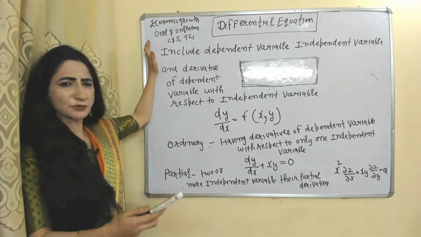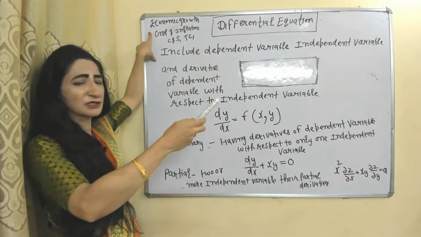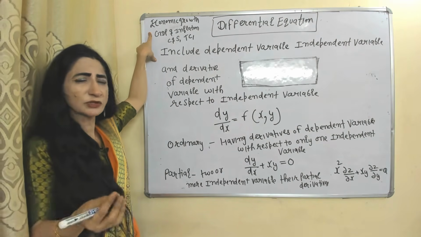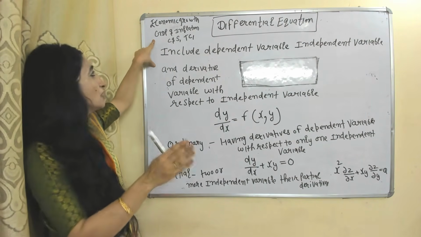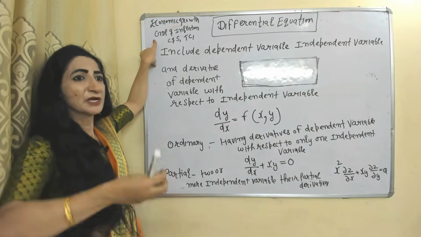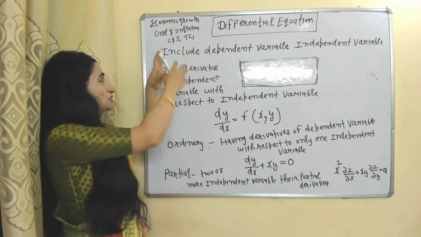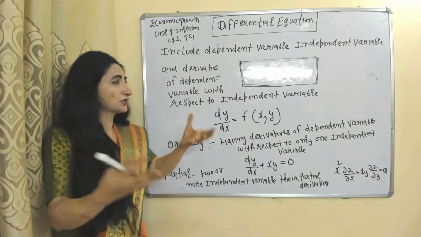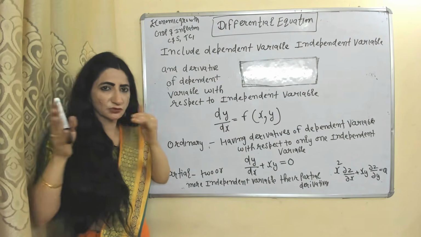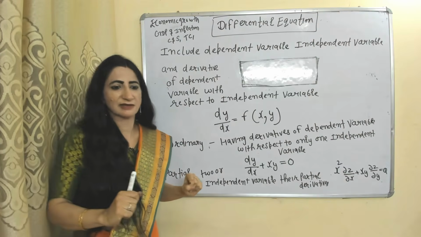And in economics, we use differential equations in economic growth models like Harrod-Domar and Solow. We use differential equations to calculate GDP and inflation rate, and to analyze saving and consumption. Plus, we also use these differential equations to analyze patterns of trade cycles.